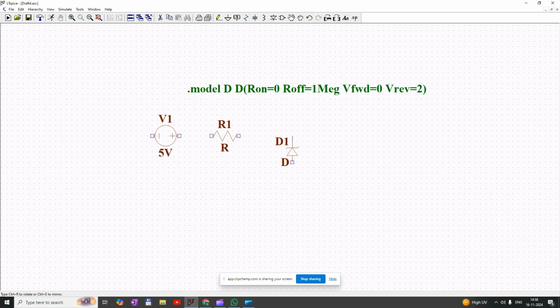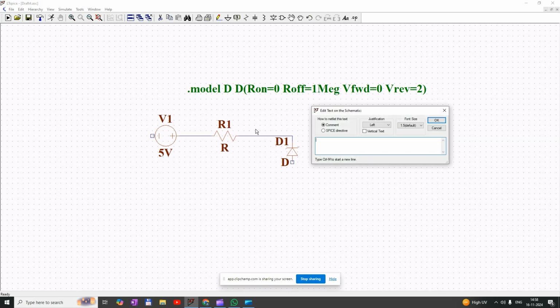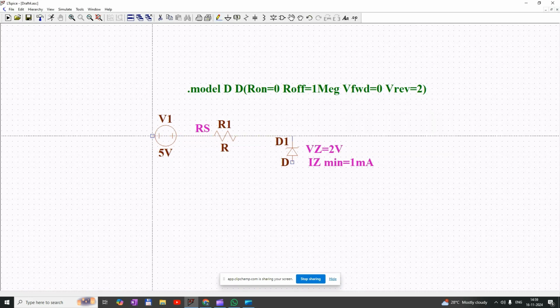And here we are considering R1 as a series resistance which is connected in series with the input source. We will name it as RS. Breakdown voltage of the Zener diode VZ is equal to 2 volt, and the minimum Zener current IZ minimum is equal to 1 milliamp. Let us connect the negative terminal of the source voltage to the ground. This regulated output Vout is considered as an input signal for the microcontroller.